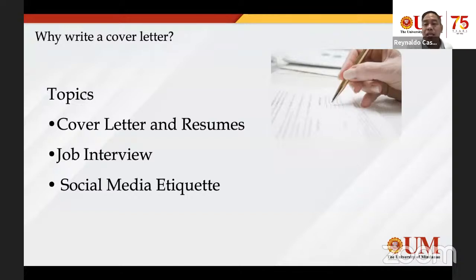And some topics about social media etiquette, because the best way for your potential employer to do a background investigation is to explore your social media account. And we're going to talk a bit about what is the best social media platform na pwede ninyong ilagay sa inyong resume or sa inyong application letter.